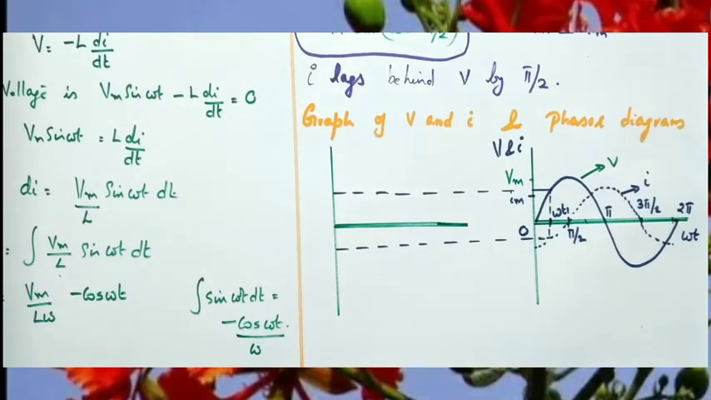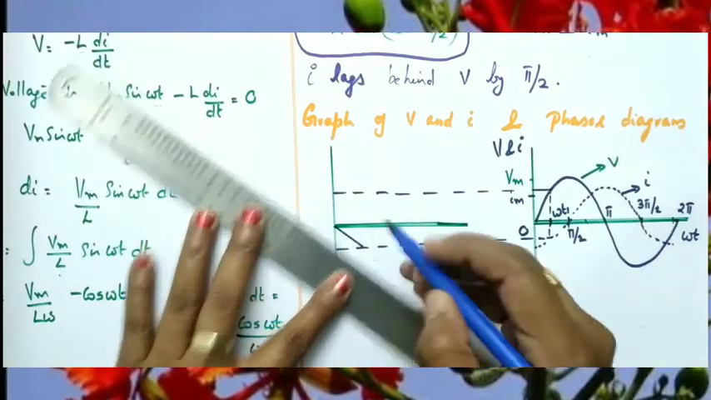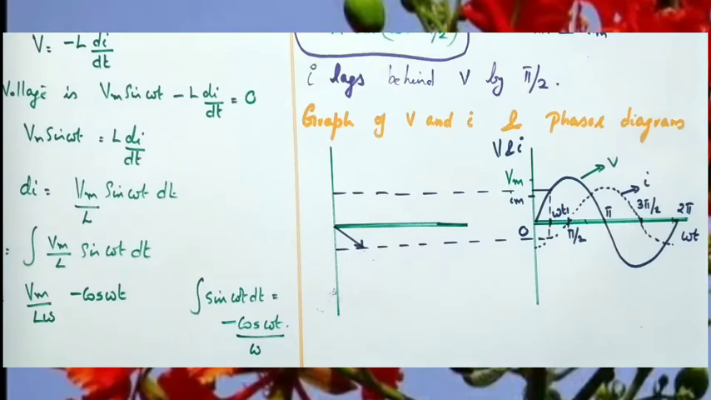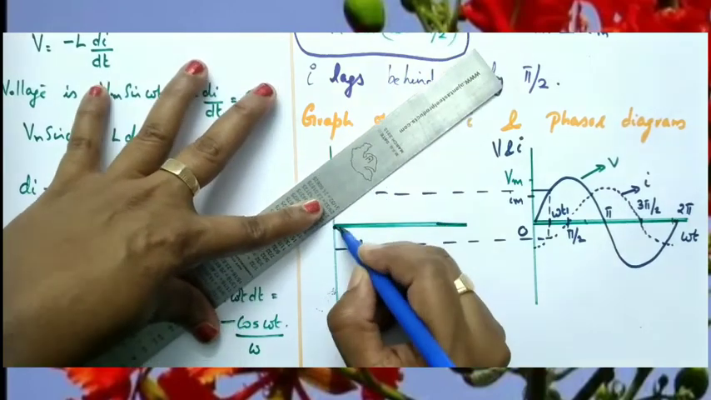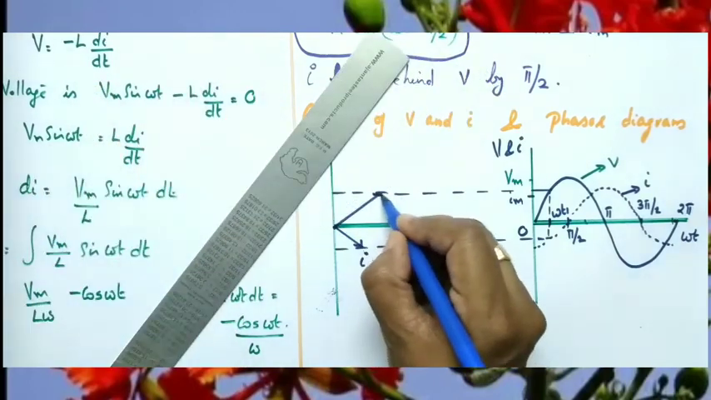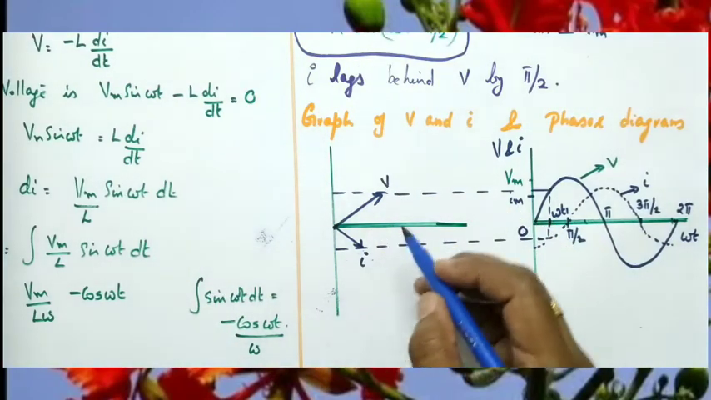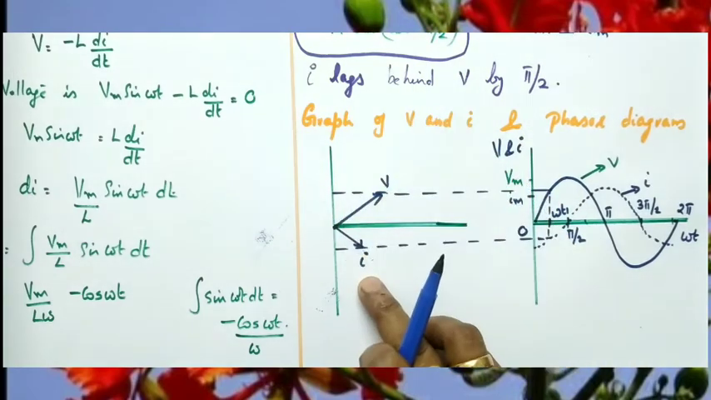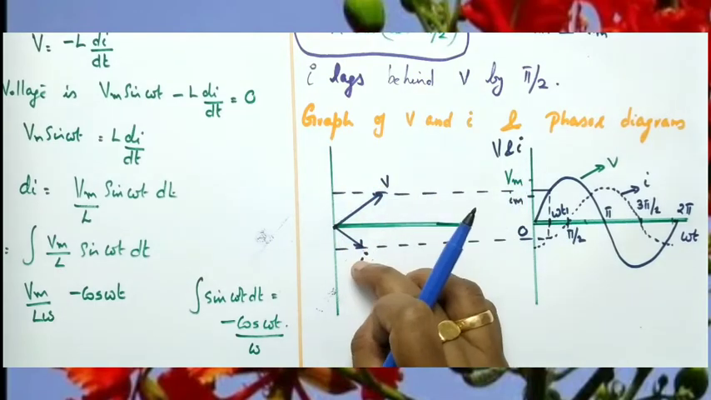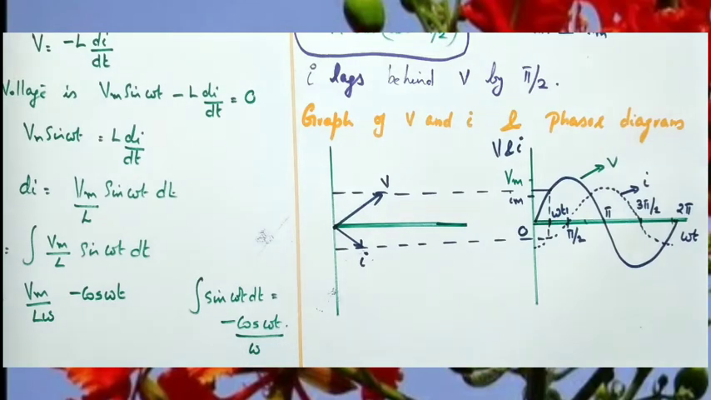Now, how will you draw the phasor? From the origin draw a vector like this. This vector represents the current phasor, and again from the origin draw a vector like this. And this vector represents the voltage phasor, and from the phasor itself we can say that the length of voltage phasor is always greater than the current phasor, because Vm is greater than Im. Clear? So, here this is the voltage phasor and this represents the current phasor.